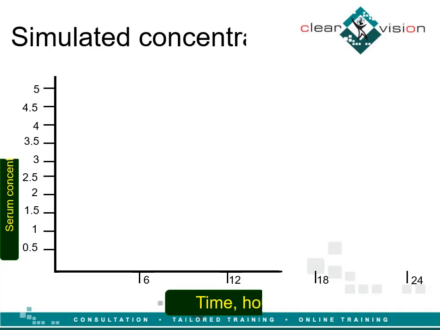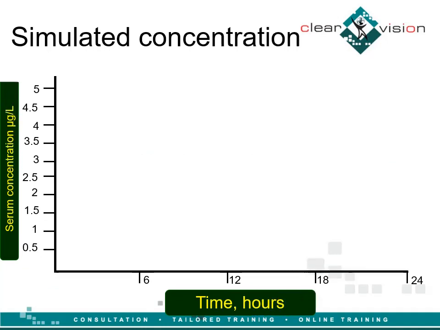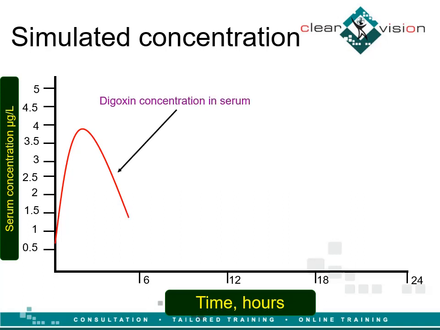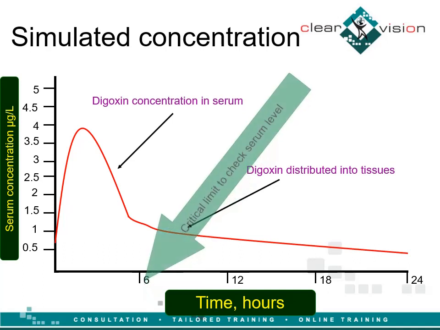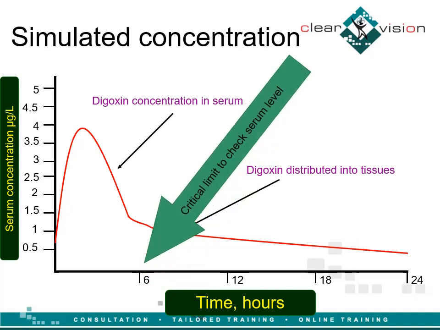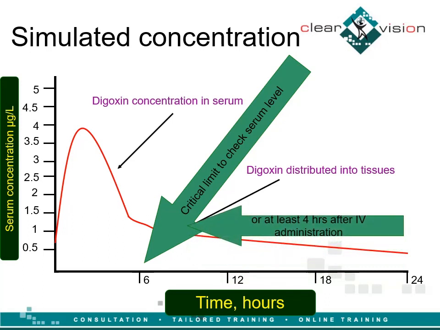When trying to simulate blood concentration of digoxin after oral administration, in the first 4 to 6 hours there will be a tremendous increase in digoxin serum level, but this does not reflect therapeutic nor toxicity. After 6 hours, digoxin will be distributed into tissues, hence decreasing serum level. For this reason, there is no value of obtaining digoxin serum level unless waiting for at least 6 hours after oral administration. In case of IV digoxin, serum level could be taken after 4 hours of administration.